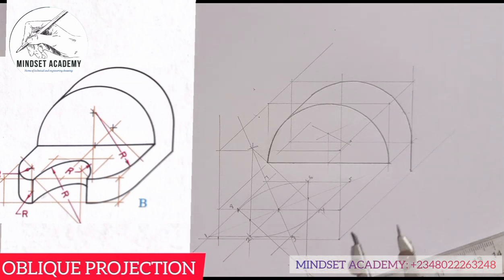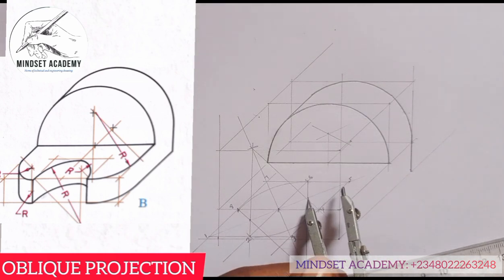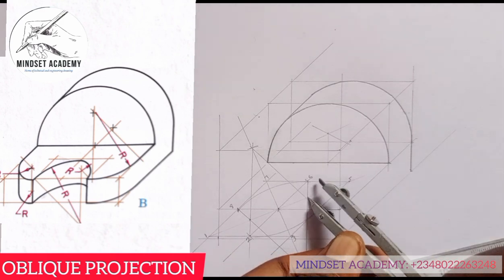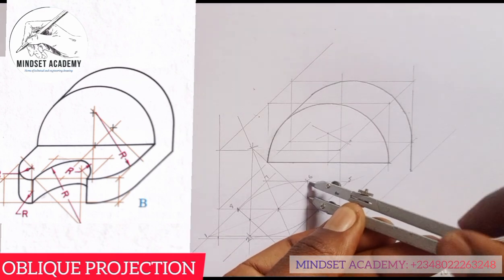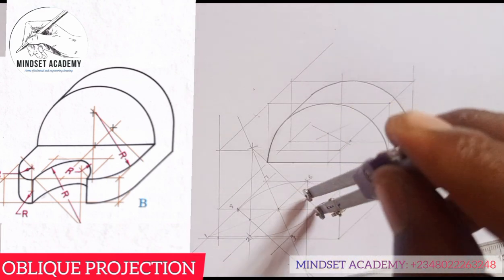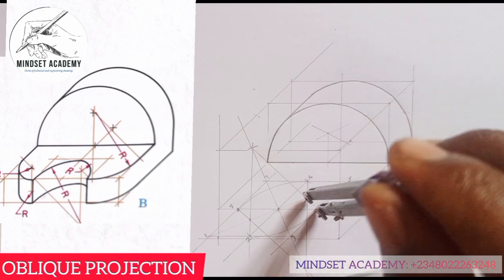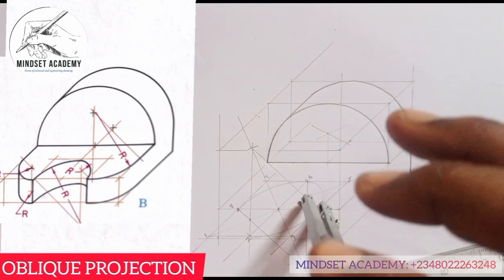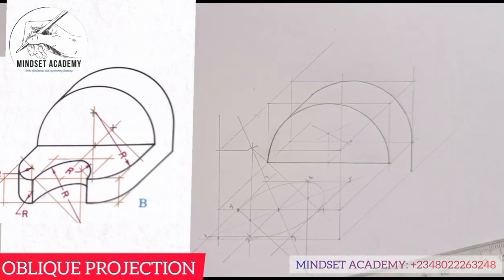So just take your compass, place it at this point in order to get your curve. In order to do what? To get your curve. So I'm going to thicken it out this way. Hope you can see that.